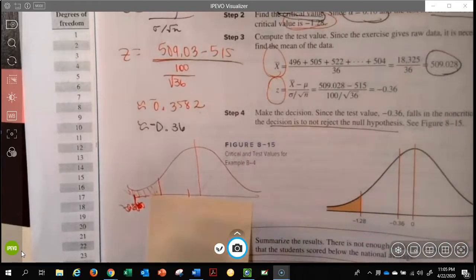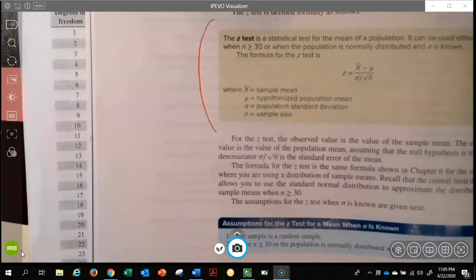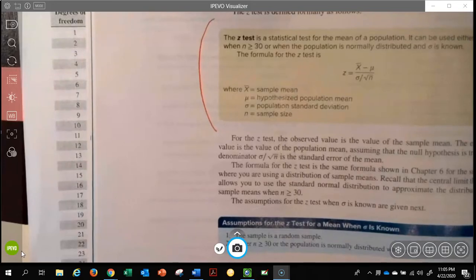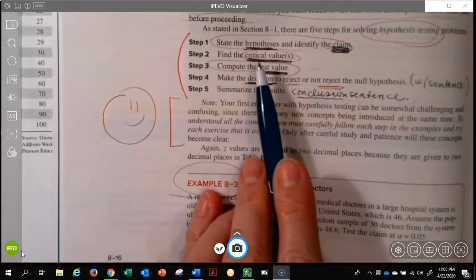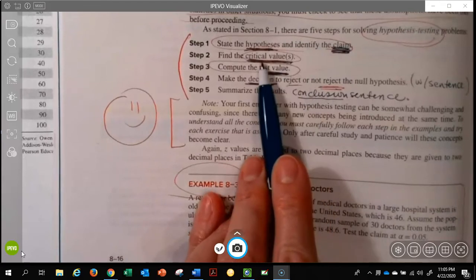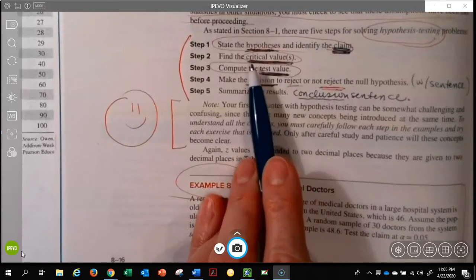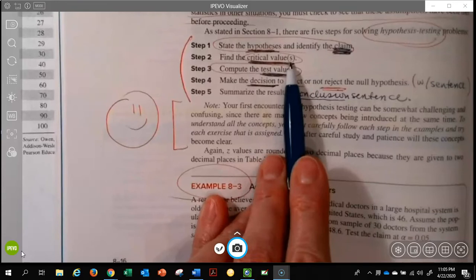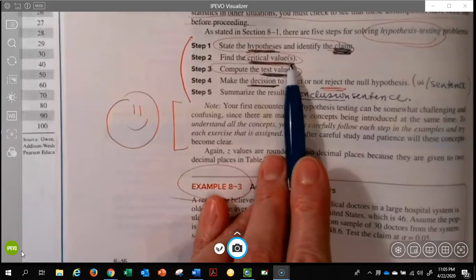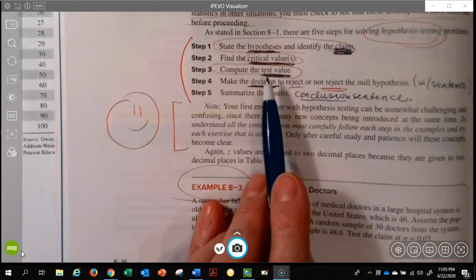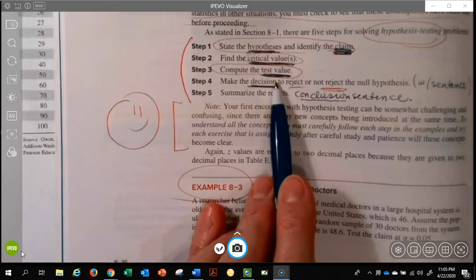Anyway, back to what we're doing. On the test, you will be asked to find the critical value or values. And so the critical value, y'all, I'm so sorry, I'm jumping around all over the place. I found the test. I need to go back over here.